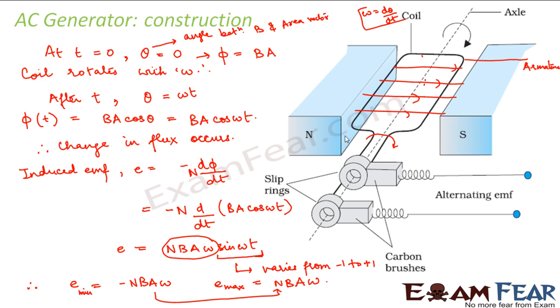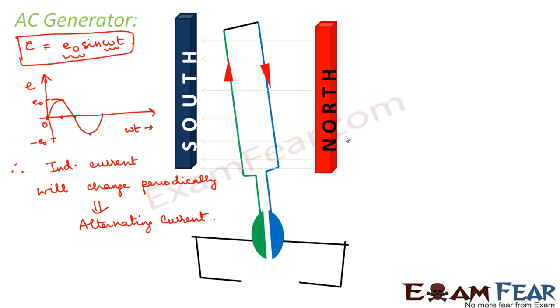From this calculation we see that the induced EMF is a sine function. That means it changes periodically. It changes between one maximum and one minimum value. Therefore, the corresponding current will also vary between a maximum and minimum value. That is an alternating current. So with the help of this instrument, you are able to convert mechanical energy into alternating current, that is electrical energy. So this is how an AC generator works.